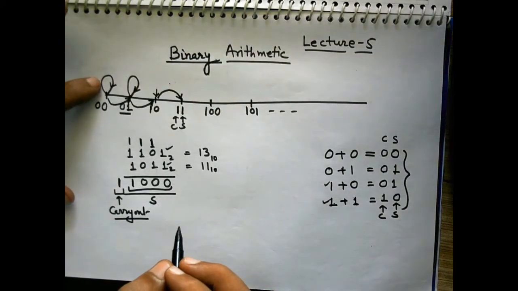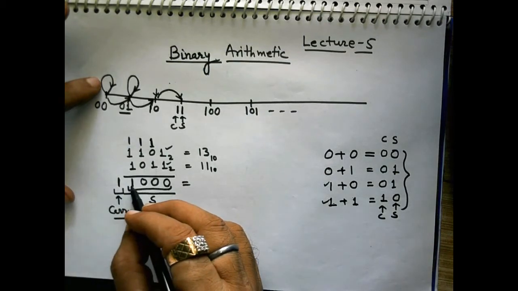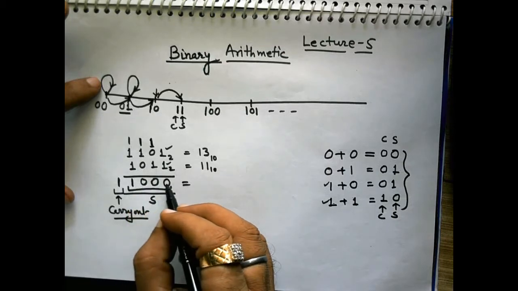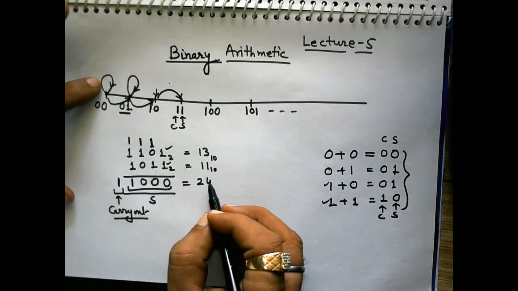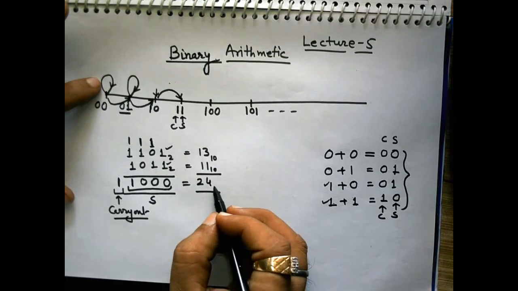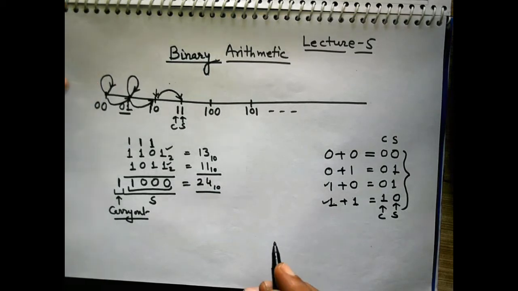You can simply observe the final result if you convert it into the decimal equivalent. This is 16 plus 8, because the bits have weights 1, 2, 4, 8 and then 16, and 16 plus 8 is 24. If you add in decimal this way also, you get the same result, 24. So this way you can perform the operation of addition using binary numbers.